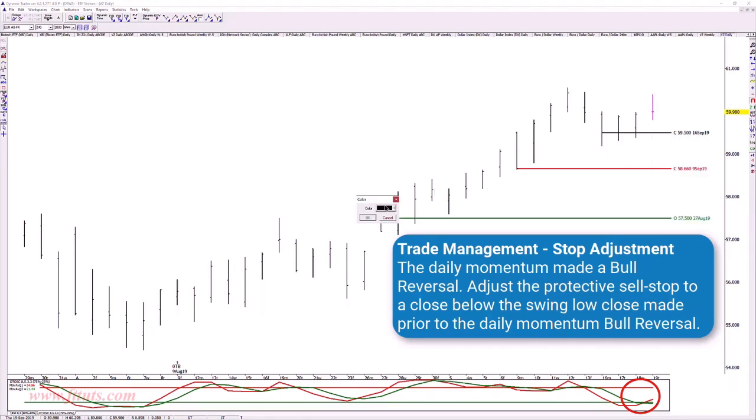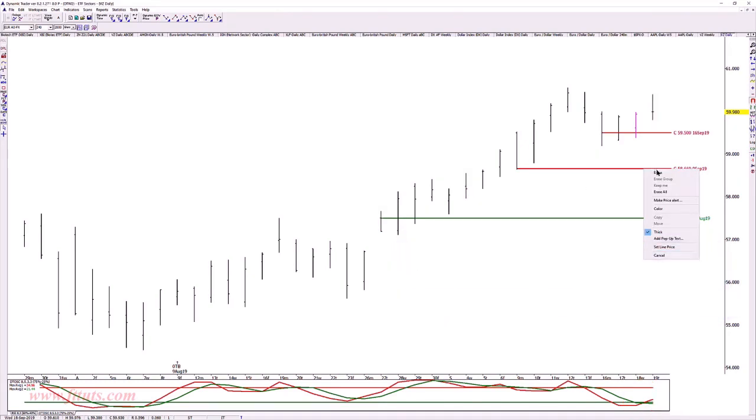So again, we've trailed the stop a little bit closer to the market. We've ensured a little bit more profit if the market does move against us. Now, what day do we have here? This is on a Thursday, the 19th.